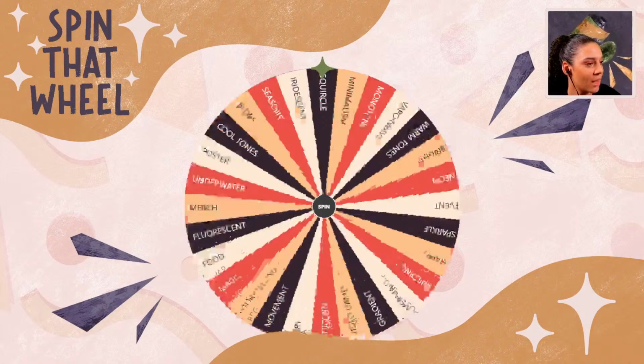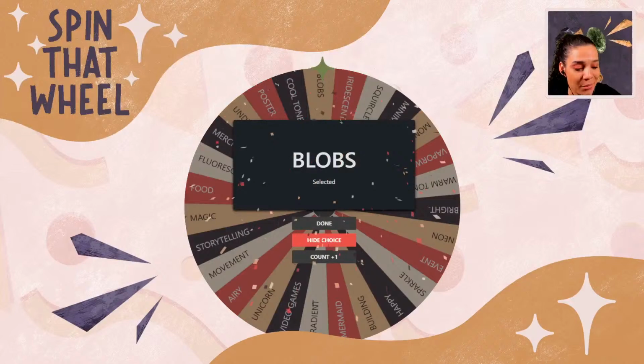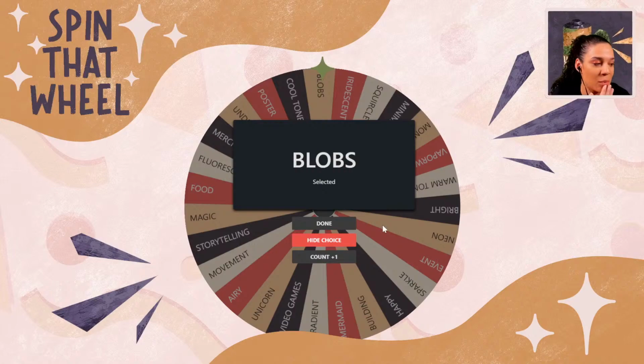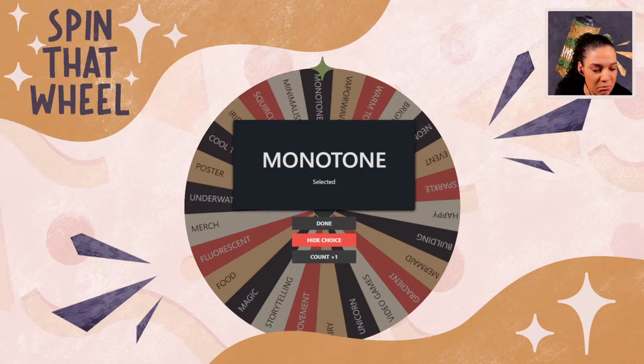Let's see, what else? Seasons, we've had seasons. I'm gonna do one more spin and then we'll focus on what we got. Blobs, okay, mystical blobs. Hard angles is an interesting one to have with blobs, and we've had blobs, so I lied, one more spin. Give us something different. Monotone, okay, we could do monotone. Let's replace music with monotone.